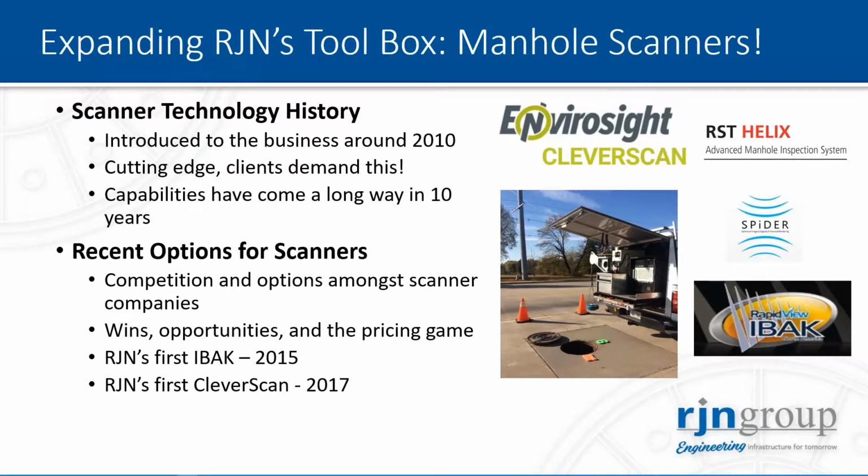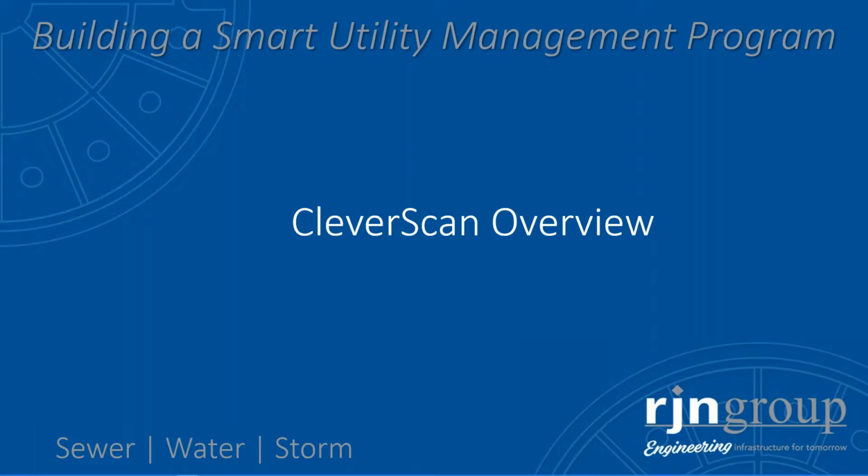There are quite a lot of technologies that have come around in the last 10 years: CleverScan, IBAC, Spider, Helix. RJN predominantly uses IBAC and CleverScans. So I'd like to go deeper into the CleverScan, what it entails, and the benefits of it.